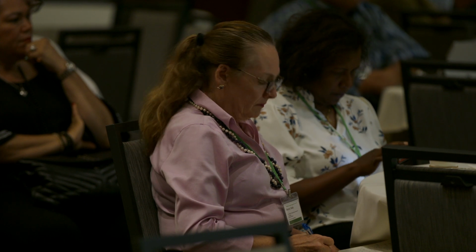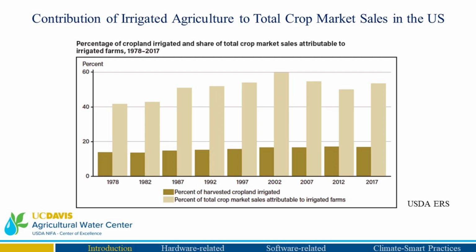And irrigated agriculture can help mitigate the impacts of climate extremes like droughts or floods. This is a graphic from the USDA Economic Research Service that shows the importance of agriculture. The dark shades show the percentage of agriculture that is irrigated. It's less than 20%, but it contributes more than 50% to agricultural production. If you think about it, the 80% that is not irrigated is only contributing the other 50%. So if we cannot manage irrigated agriculture very well, we have a problem with our food supply.